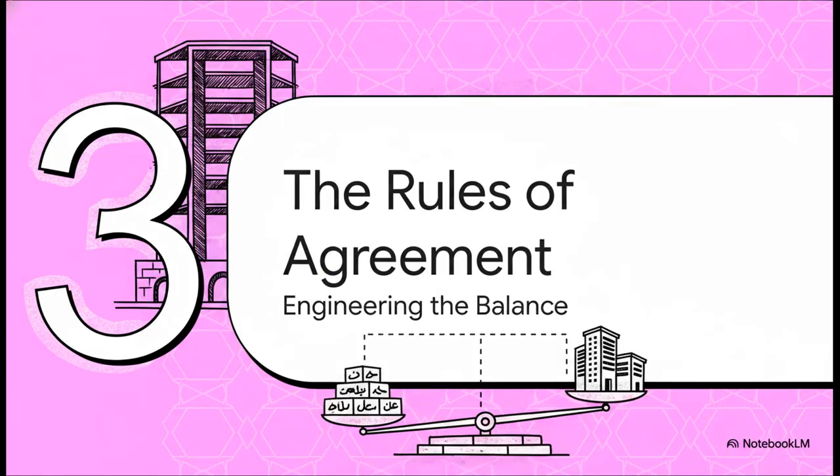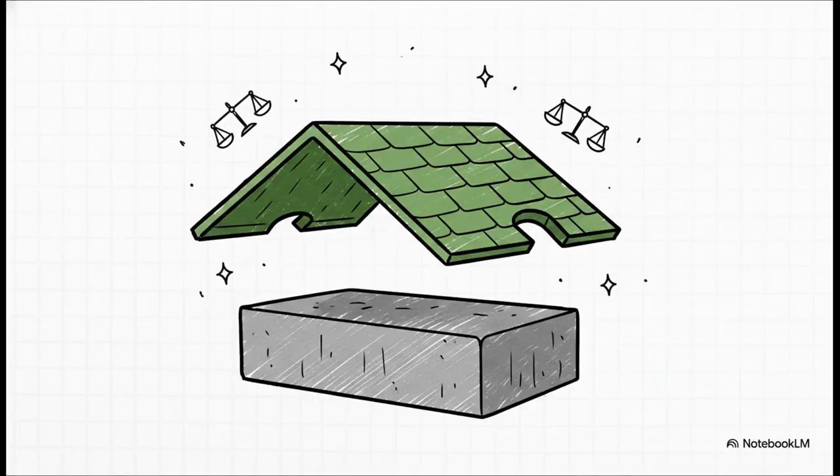Section 3. The rules of agreement. Engineering the balance. In structural engineering, if your superstructure doesn't balance squarely on your foundation, the whole building collapses. The exact same logic governs Arabic grammar. For a sentence to maintain its structural integrity, the khabar absolutely must agree with the mubtada in 2 specific ways.